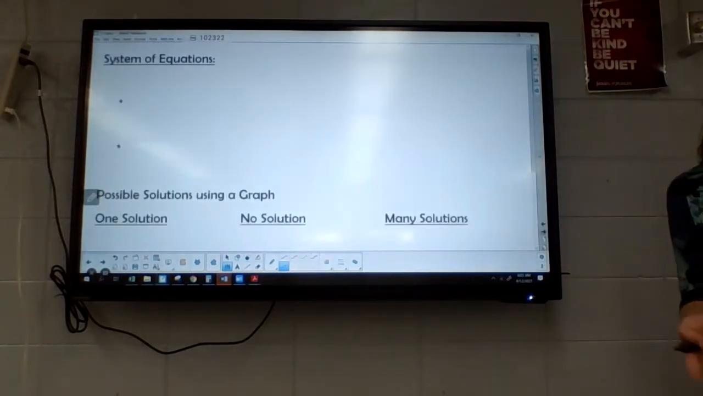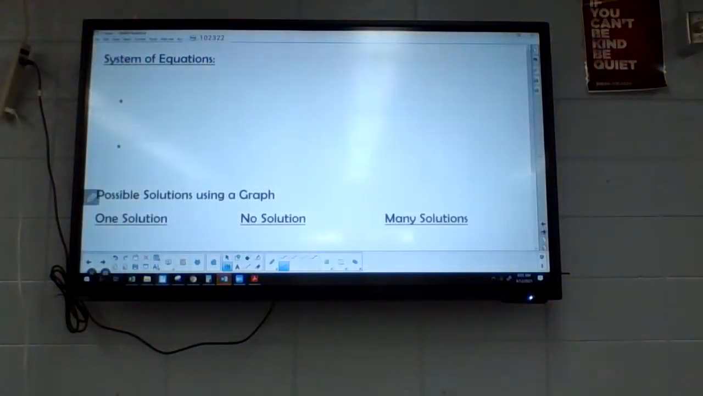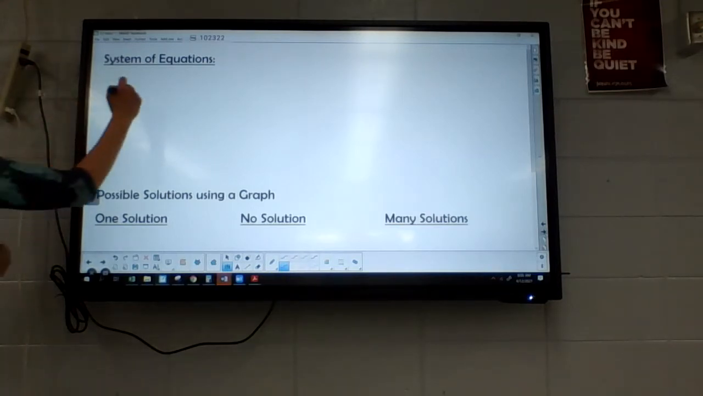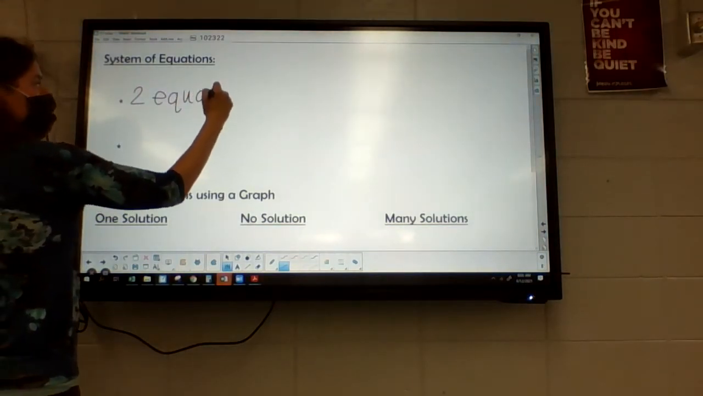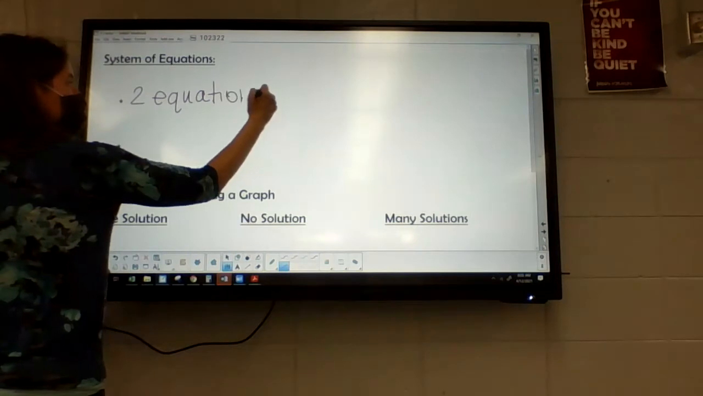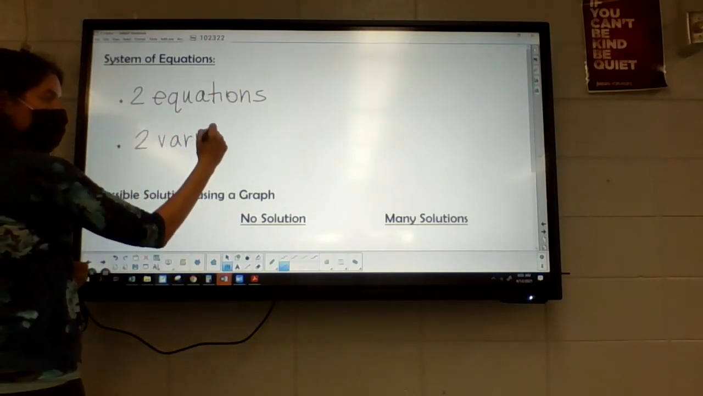We're going to talk about a system of equations today. And a system of equations is probably something that doesn't seem like something you would know. Obviously you know what an equation is, but a system of equations is basically a group of equations. We're going to work with just 2 equations though. So it's going to be 2 equations with 2 variables. Typically those variables are going to be x and y.